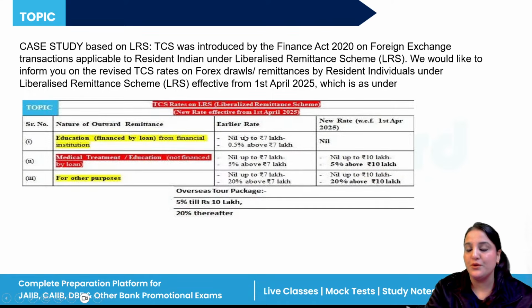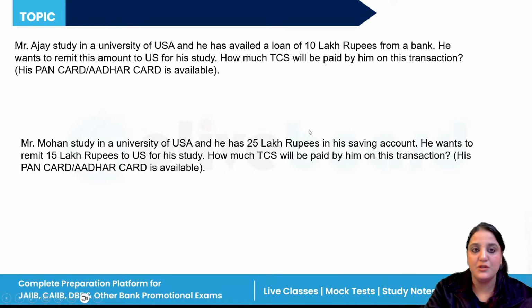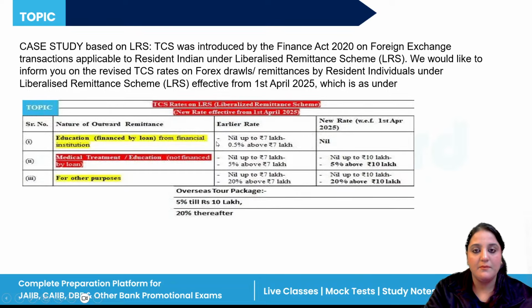Now according to the new rate, for any education loan which is financed from a financial institution, in that case no tax deduction is there. For medical treatment and for education which is not financed by any loan, no tax up to 10 lakh but 5% tax above 10 lakh, right? And for any other purposes, now no tax up to 10 lakh but 20% above 10 lakh will be deducted. So according to this, these are the new questions on this basis.